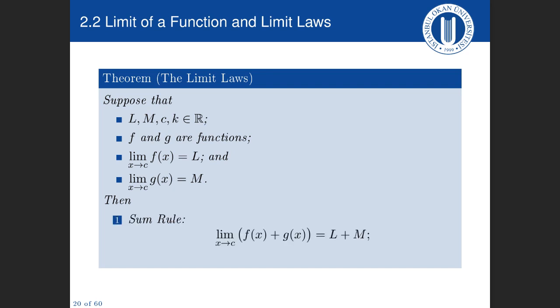The first rule is called the sum rule. That says that the limit as x tends to c of f of x plus g of x is equal to L plus M. So in other words, anytime we have a limit of a function plus a function, as long as the limits all exist, it's just equal to the limit of the first function plus the limit of the second function.